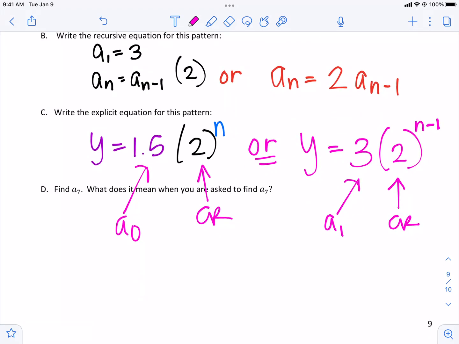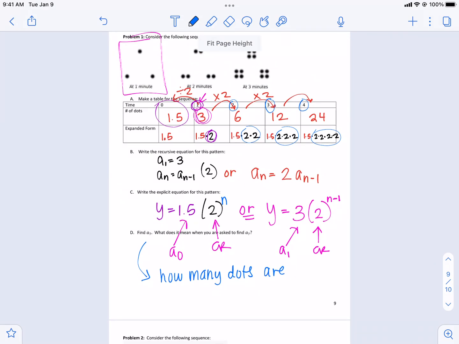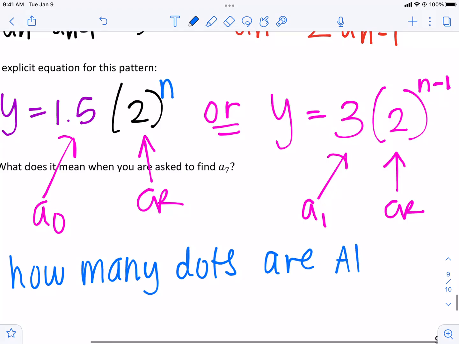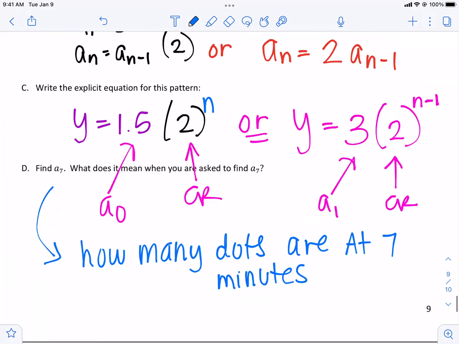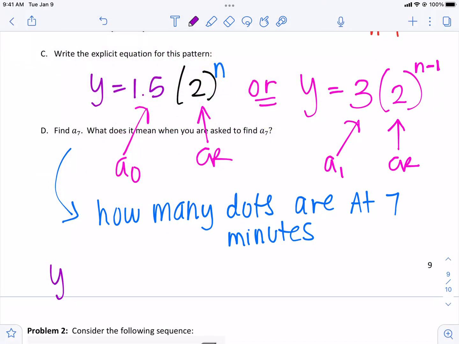So then D says find a sub 7. So what does that mean? It means how many dots are at 7 minutes. Okay, so then using our equation, and there's 2 of them, so I'm going to use both. Here's the first one, y equals 1.5 times 2 to the 7th power. That would give us our answer. I'm going to type that in because I can't do that in my head.